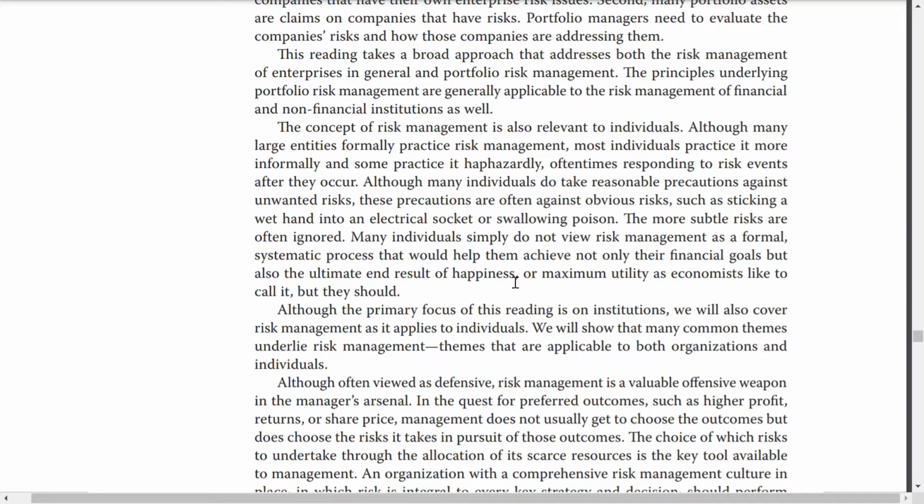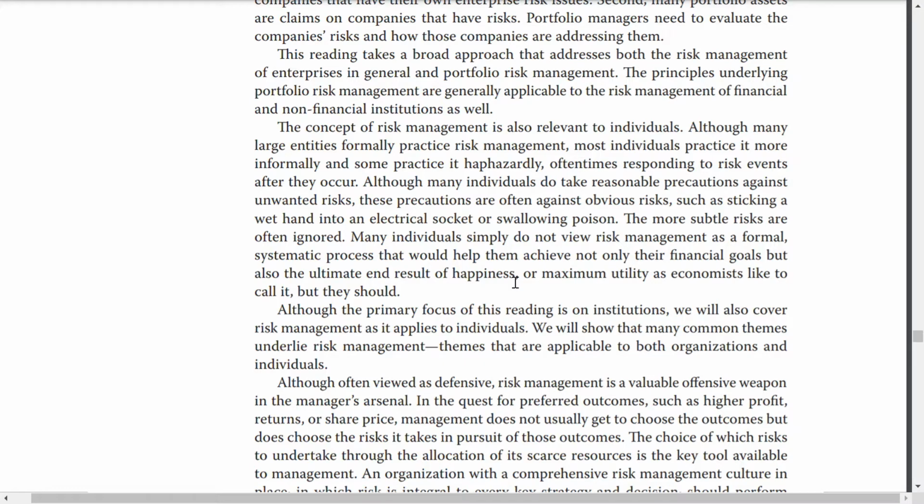Although many large entities formally practice risk management, most individuals practice it more informally, and some practice it haphazardly, often responding to risk events after they occur, although many individuals do take responsible precautions against unwanted risk. These precautions are often against obvious risks, such as sticking a wet hand into an electrical socket or swallowing poison.